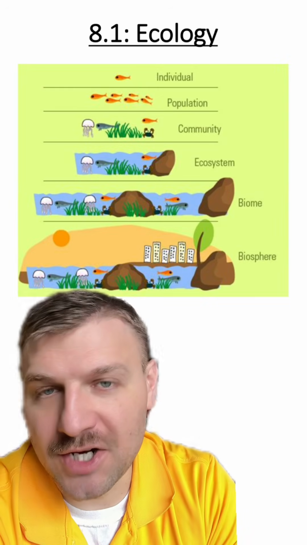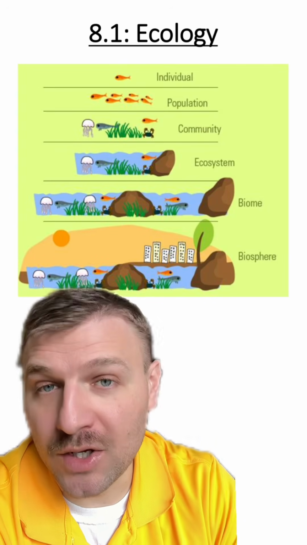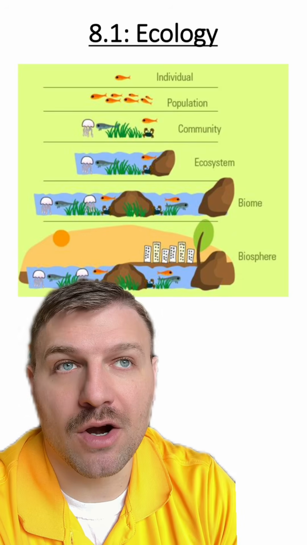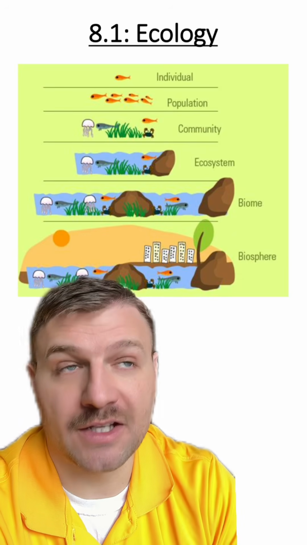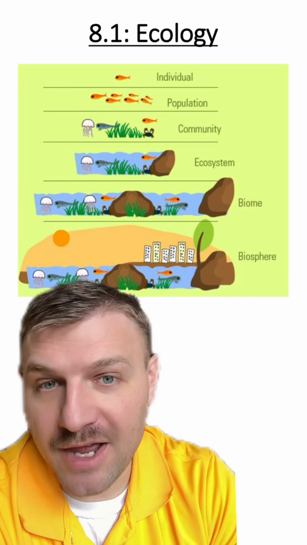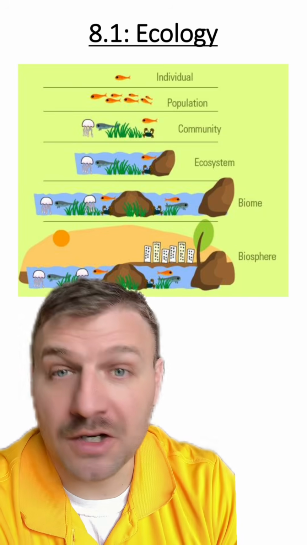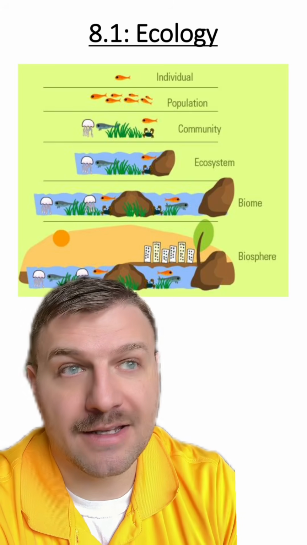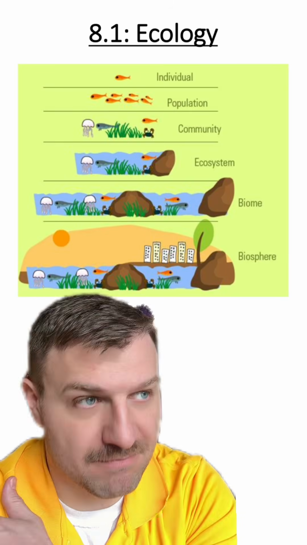Here's a great illustration of what I'm talking about. An individual is one organism, a population is many of that same organism, communities are many species living in a particular area, ecosystems add in the abiotic factors, biomes are larger scale ecosystems that have common organisms within that biome, and then the biosphere is just everything.